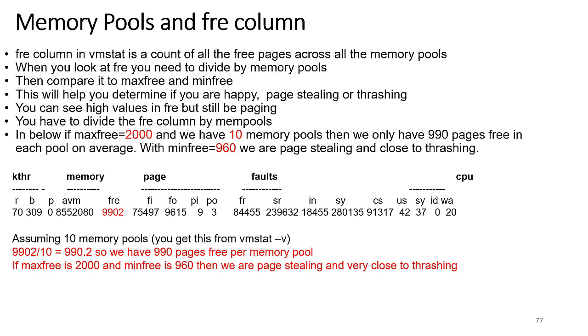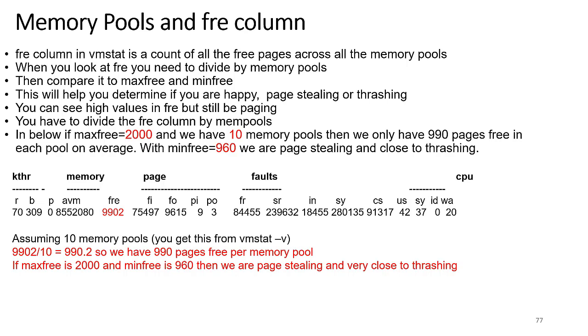Now, I've mentioned memory pools a couple of times. If you look at the free column, you'll see in this particular case I have 9,902 free pages. What most people don't understand is that that is the total number of pages, and you need to divide it by the number of memory pools to figure out what the impact of minfree and maxfree will be. By default, minfree is 960 and maxfree is 1088. So in the case I'm giving, I had changed maxfree to 2000. Because I have 10 memory pools, I have to take that 9902 and divide it by 10, so each memory pool on average has about 990 pages free.